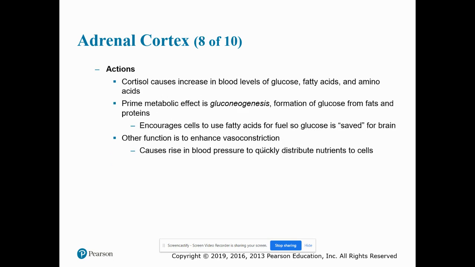So what does cortisol do? It causes an increase in blood levels of glucose, fatty acids, and amino acids. Its prime metabolic effect is something called gluconeogenesis, which is the formation of glucose from fats and proteins. What it does is encourage cells to use fatty acids for fuel so that the brain gets the good stuff, the glucose. Another function is to enhance vasoconstriction. It can cause a rise in blood pressure quickly to help distribute nutrients to cells.